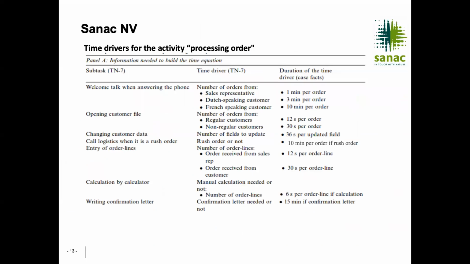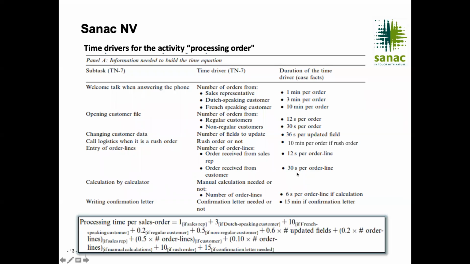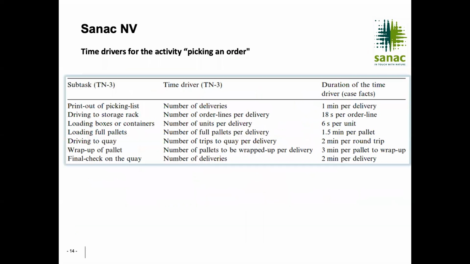So that's how we can also extend it beyond delivery to also processing orders. So here's an example of things that are needed for processing orders. We'll take into account all the durations that are provided. You can see in some cases, it's even going into seconds, the time in seconds for certain activities for processing, and create a processing time equation per sales order that you see at the bottom.